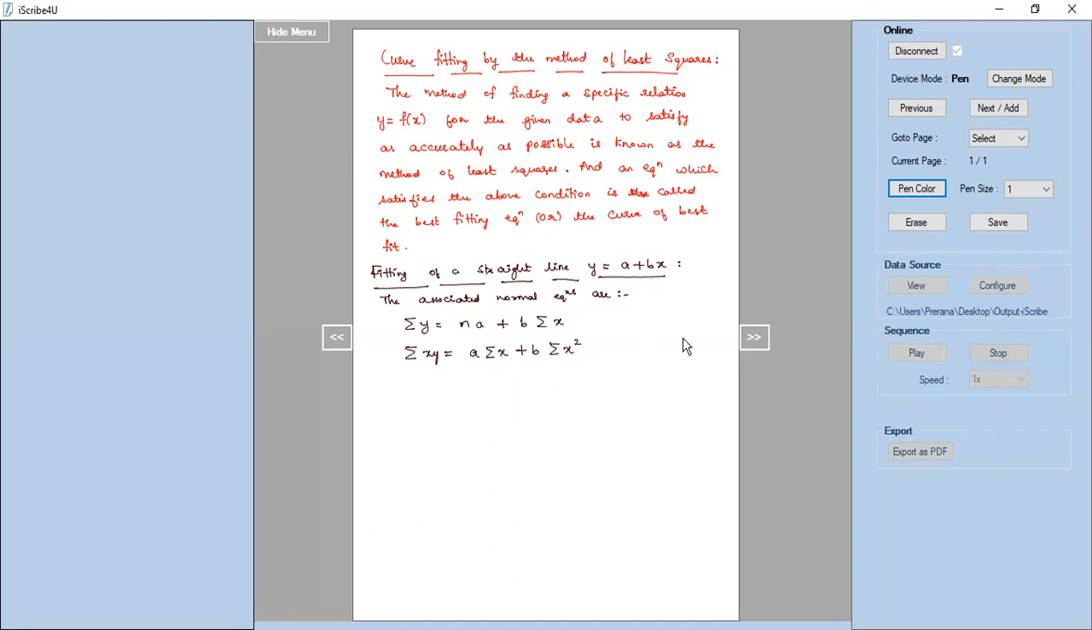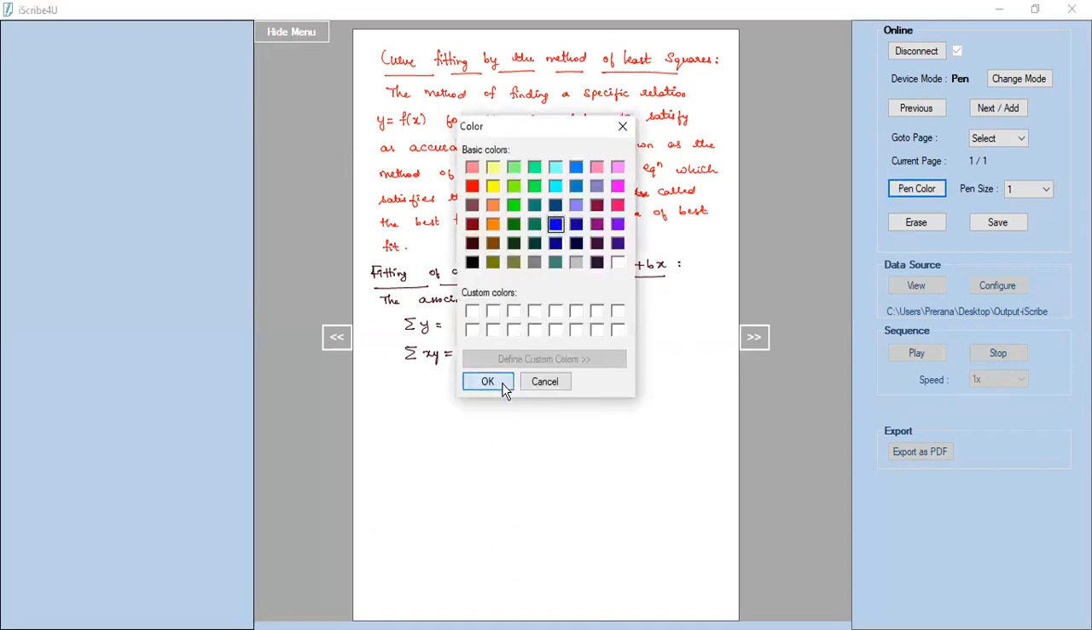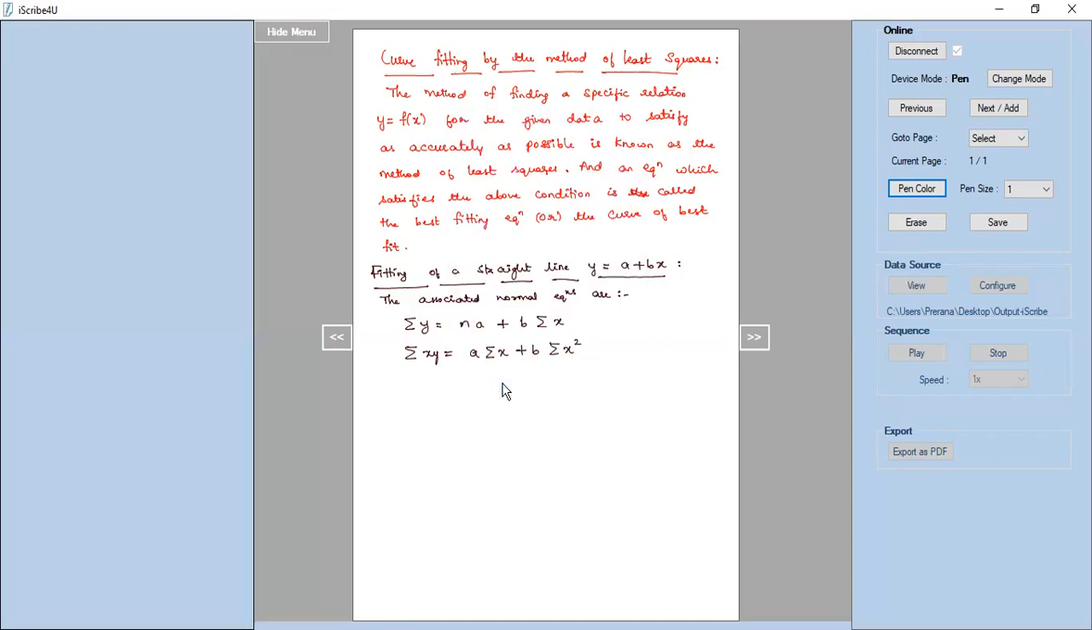Now coming on to the second one, fitting of a second degree parabola.